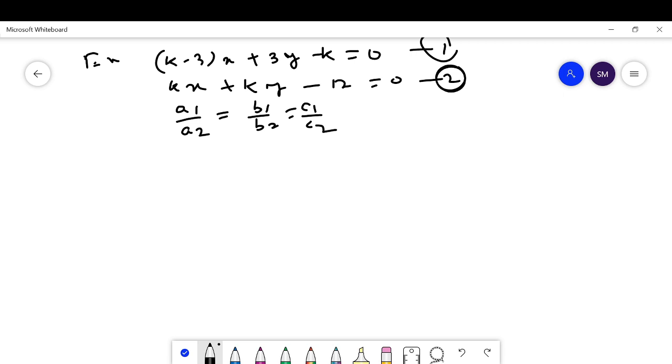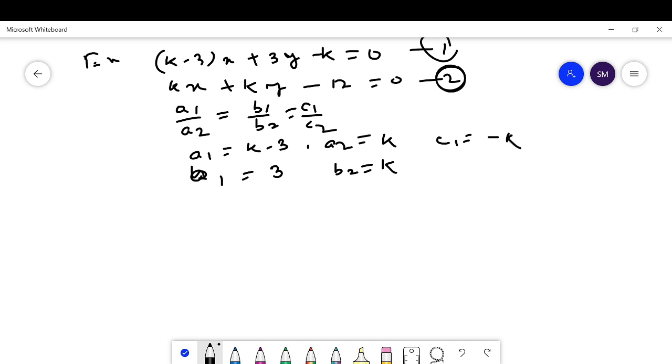Here what is A1? A1 is K minus 3. A1 is the coefficient of X in equation 1. A2 is the coefficient of X in equation 2. B1 is the coefficient of Y in equation 1. B2 is the coefficient of Y in equation 2. C1 is the constant in equation 1. C2 is the constant in equation 2.